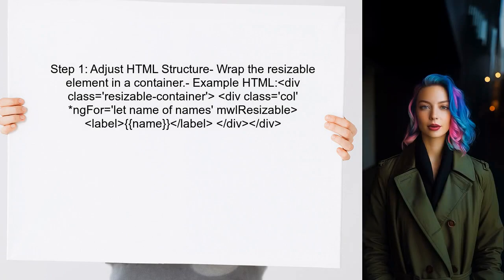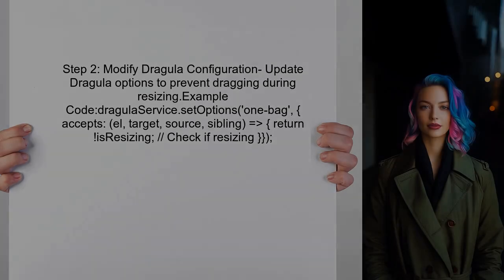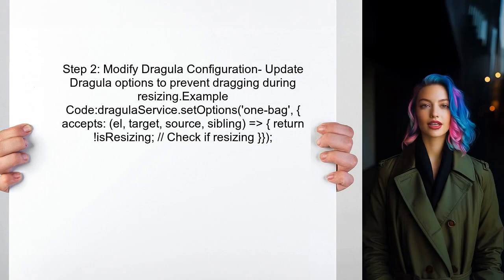To address the user's issue with resizing columns while using Dragula, we need to adjust the HTML structure slightly. First, the user should ensure that the resizable element is wrapped in a container that allows for proper resizing without triggering the drag event. Next, the user should modify the Dragula configuration to prevent dragging when resizing.